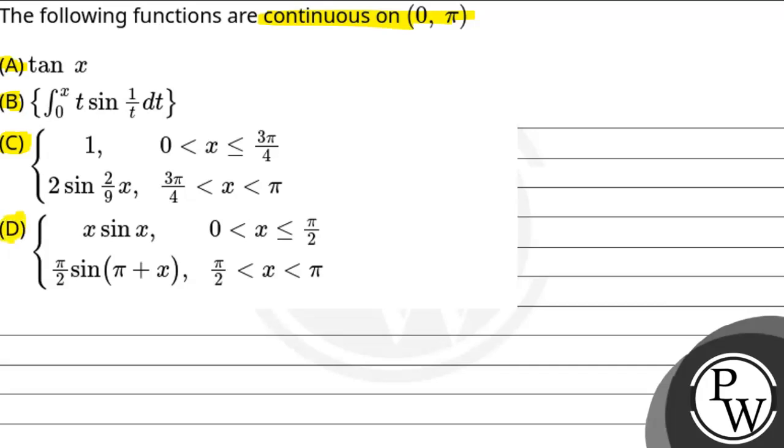Option D is x sin x for x belongs to 0 to pi by 2 and pi by 2 sin pi plus x for x belongs to pi by 2 to pi. So to solve this question we need to know the key concepts, and firstly the concept of continuity.